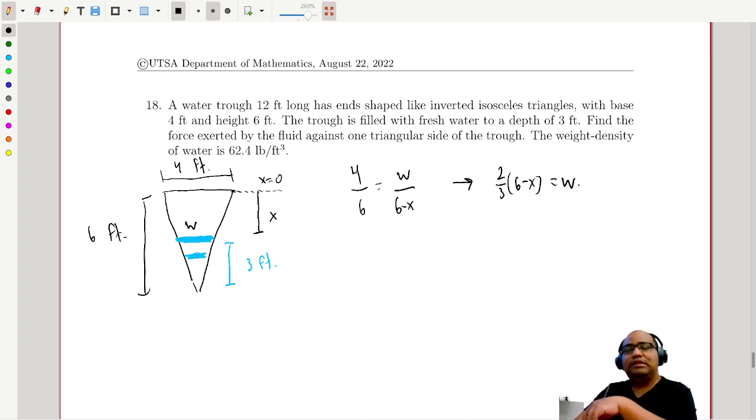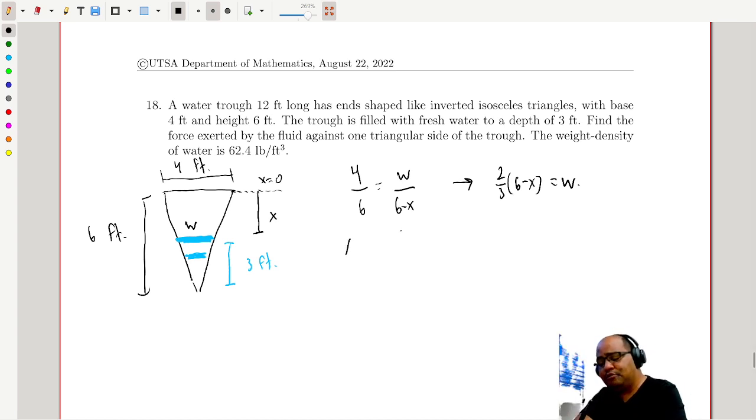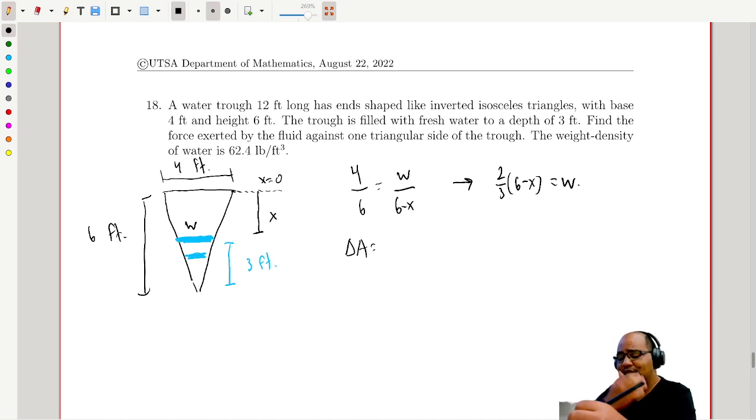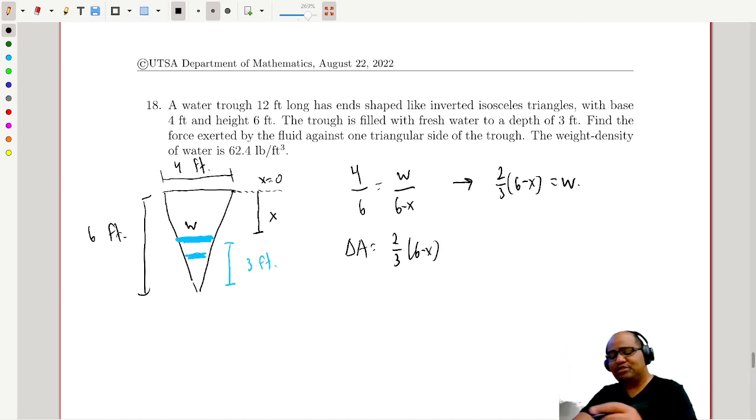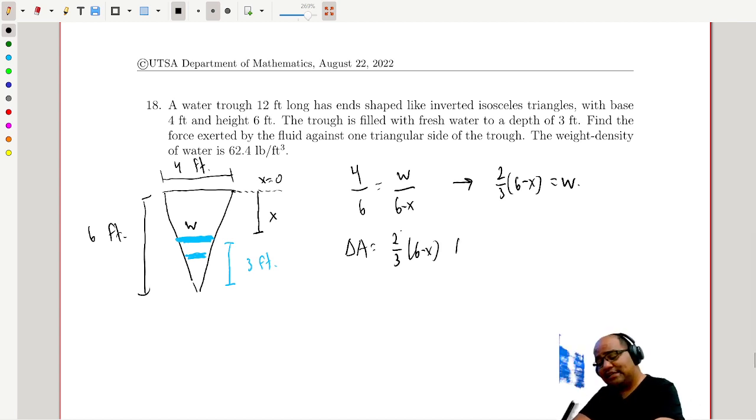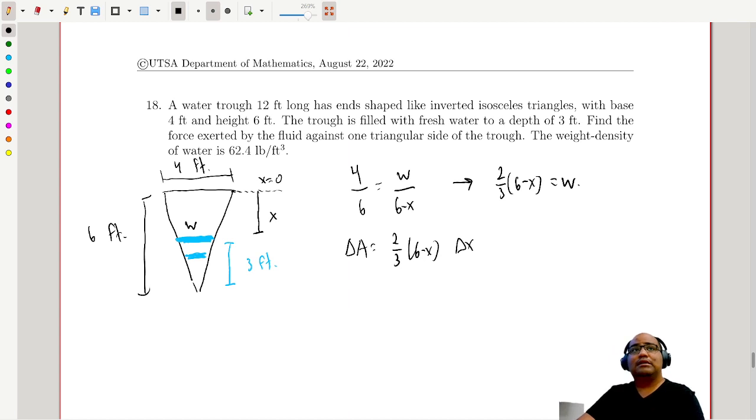Now we're going to go through the arguments here. We're going to first find the area of one of these little strips. We'll just approximate it by a rectangle. So this little area here is a rectangle, base times height. The area here will be 2/3 times 6 minus x, that's the width, and then the thickness is delta x. And now we have to think about a small force.